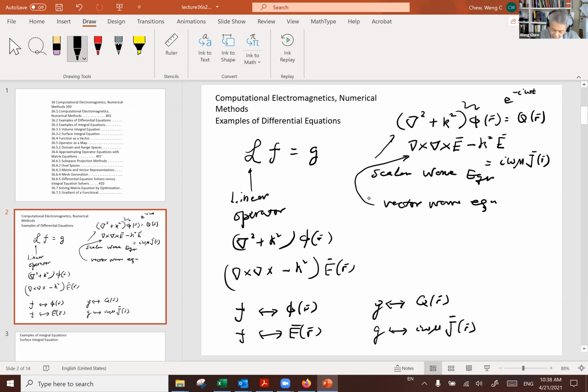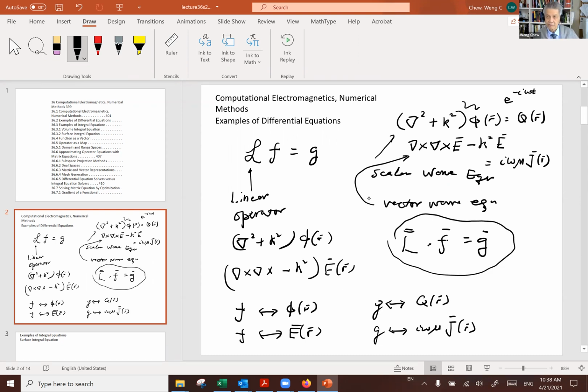The goal of this lecture is to figure out how to convert this equation into a matrix equation so that we can feed this to the computer. Computers can only recognize matrix equations. Computers cannot recognize an abstract mathematical equation like this, and we have to figure out how to go from here to there. Okay.